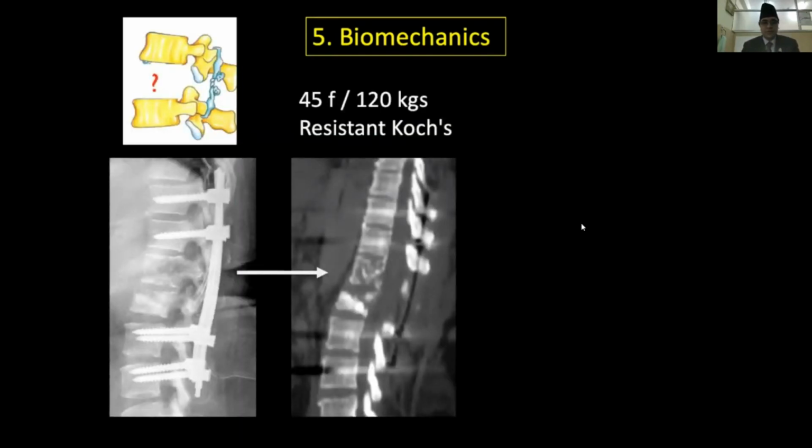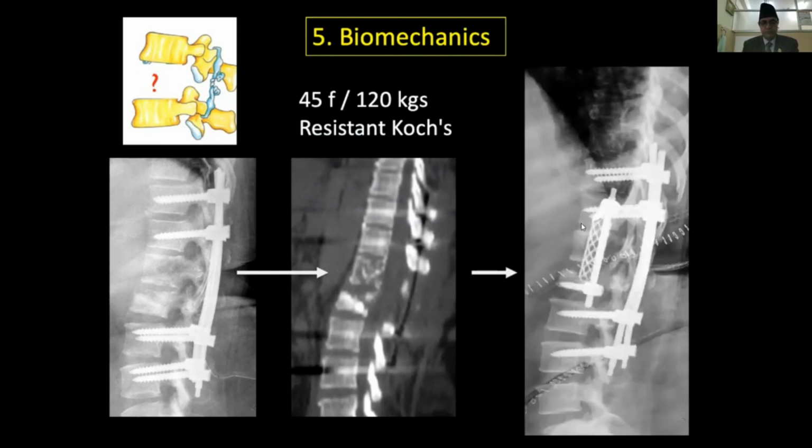So here is a case of a 45 years old female, 120 kgs, who had resistant Kochs. The patient did improve after posterior surgery. However, here you can see on the CT scan, the patient has got an anterior void. That is where we decided to go in and reconstruct the column anteriorly by a transdiaphragmatic approach.